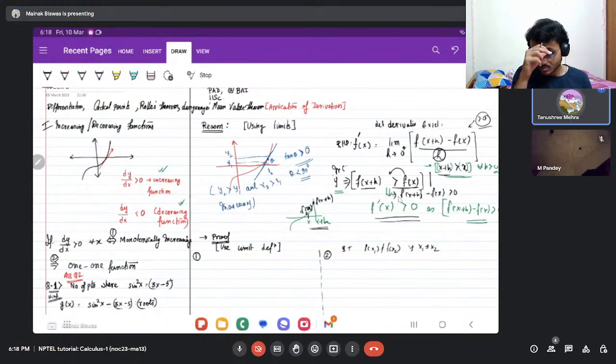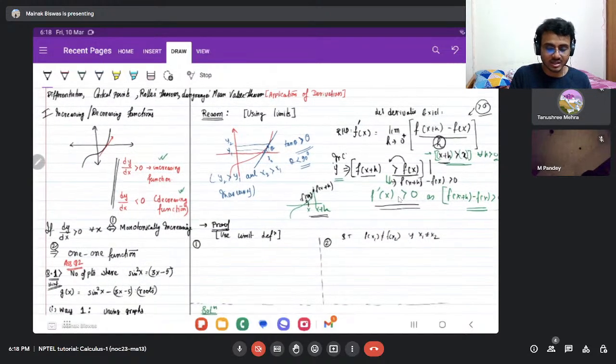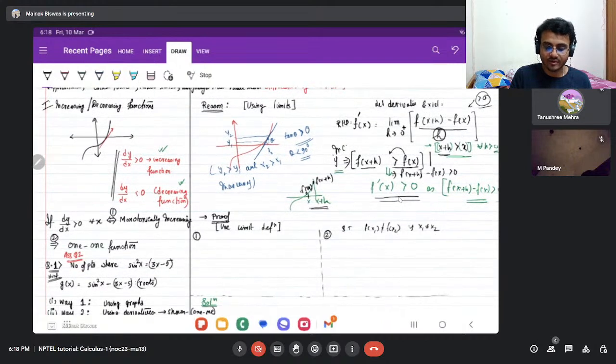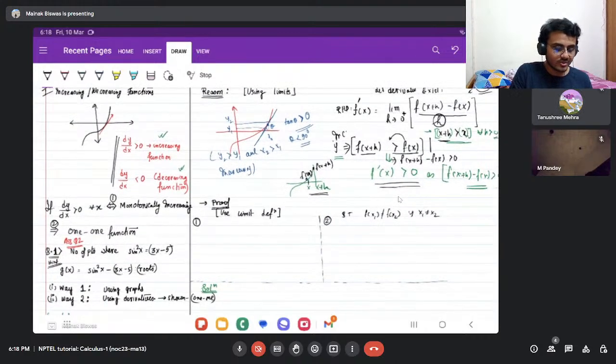So whenever you have a derivative that is greater than 0, you can say that the function at all those points is increasing. That's what I have written. And if it is less than 0, the function is decreasing similarly, because f of x plus h is less than f of x. So similarly, there is a definition.